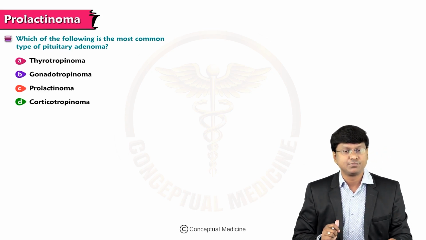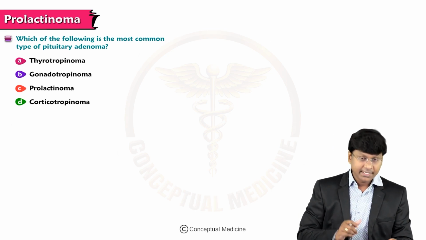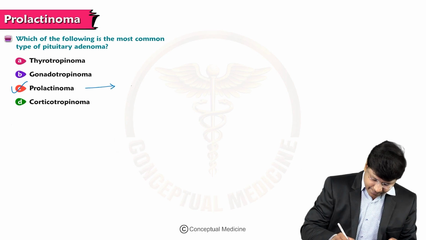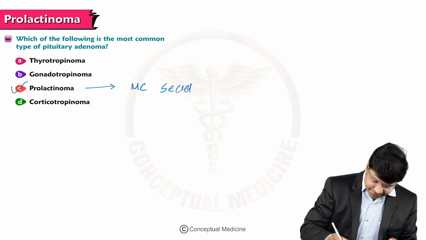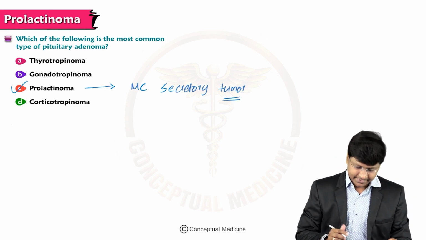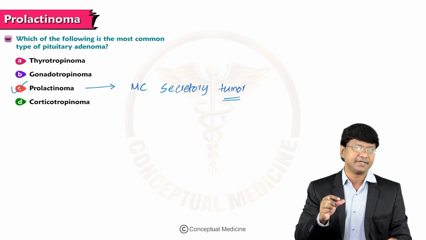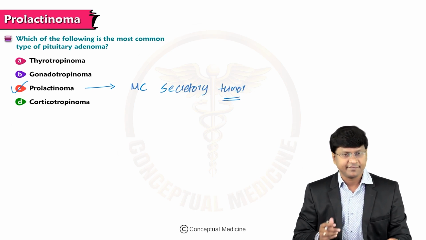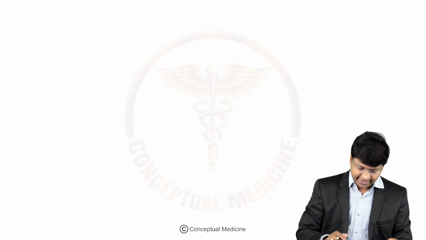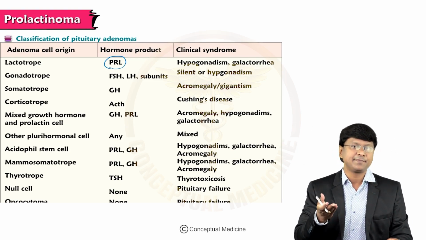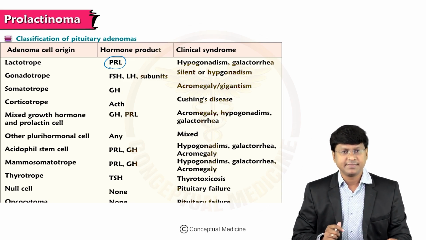So first, you take this question: which of the following is the most common type of pituitary adenoma? Thyrotropinoma, gonadotropinoma, prolactinoma, corticotropinoma. Among the tumors of the pituitary gland, the most common secretory tumor is prolactinoma. So please remember, prolactinoma is the most common secretory tumor of the pituitary gland. Now, there are various cells in the pituitary gland, and depending upon the origin of that particular cell, accordingly the hormone is produced. For example, if the tumor is originating from the lactotrophs, it will produce prolactin and there will be hyperprolactinemia, and the individual will have hypogonadism as well as galactorrhea.